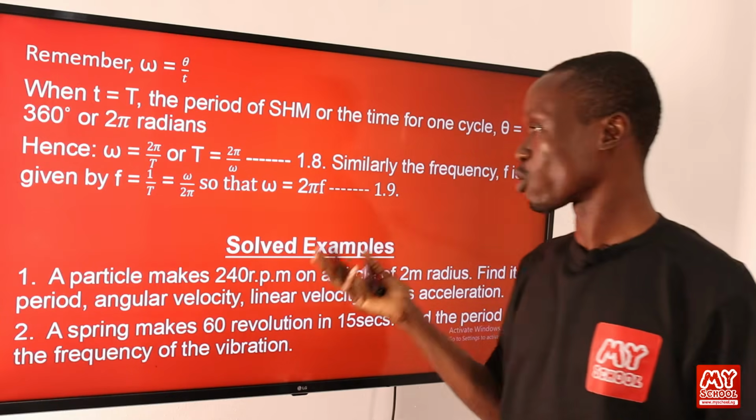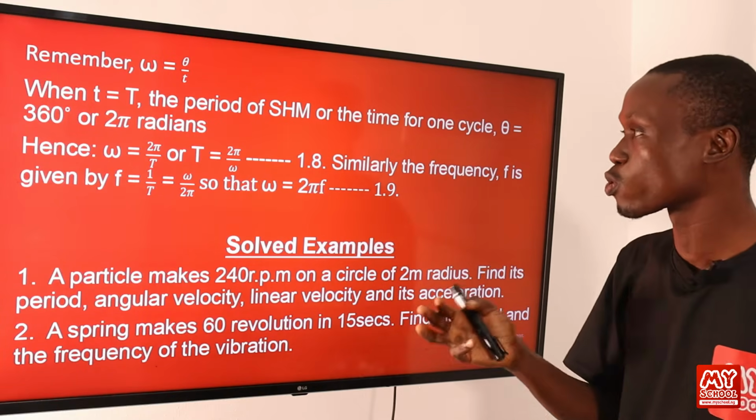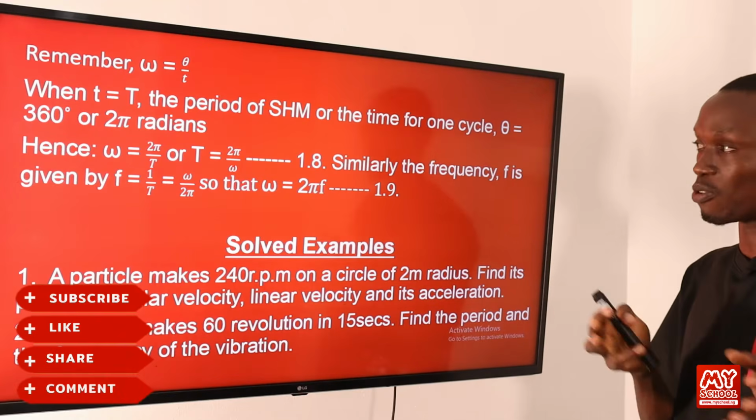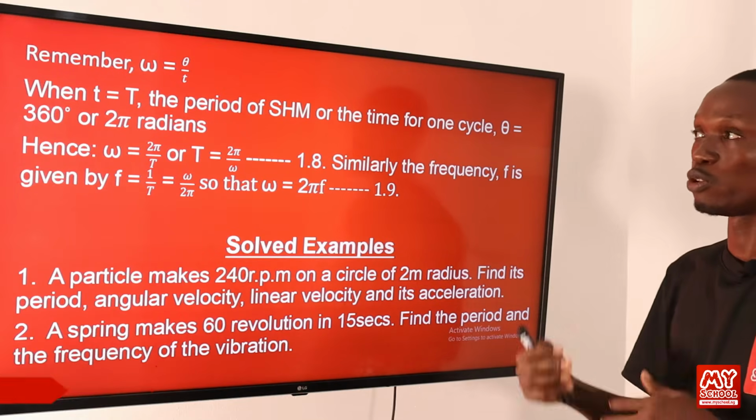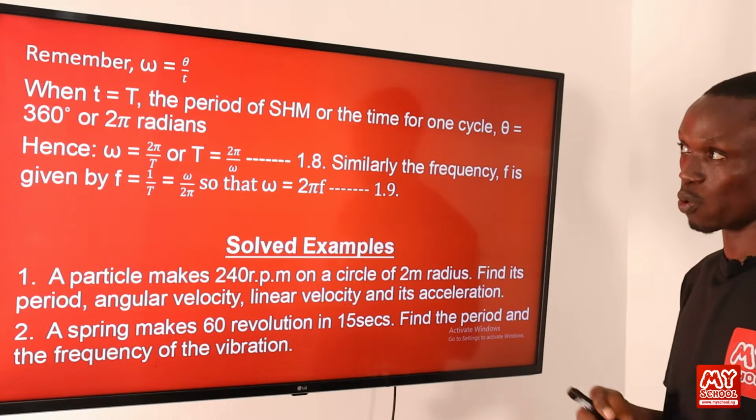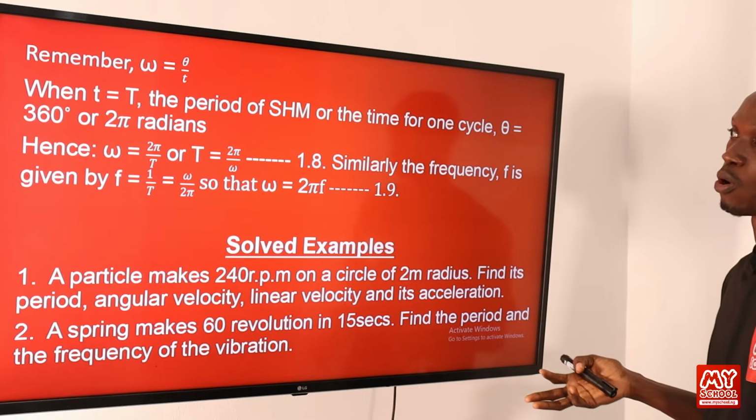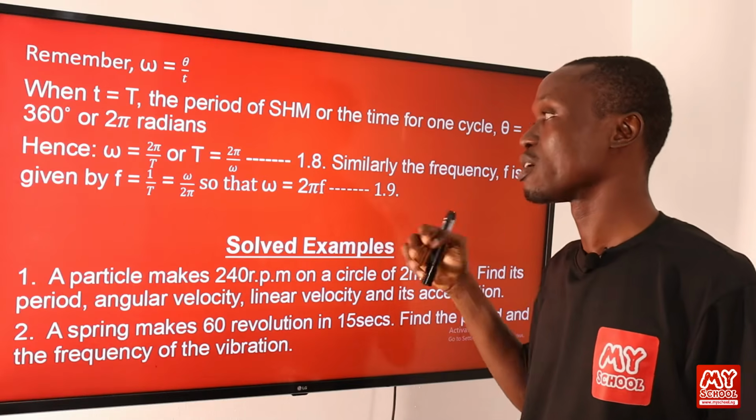So we are still continuing with our derivation. Apart from those two formulas that I gave in the previous slide, we still have other formulas that we can use to calculate period and frequency of a simple harmonic motion. I just want to show how we got the second formula.